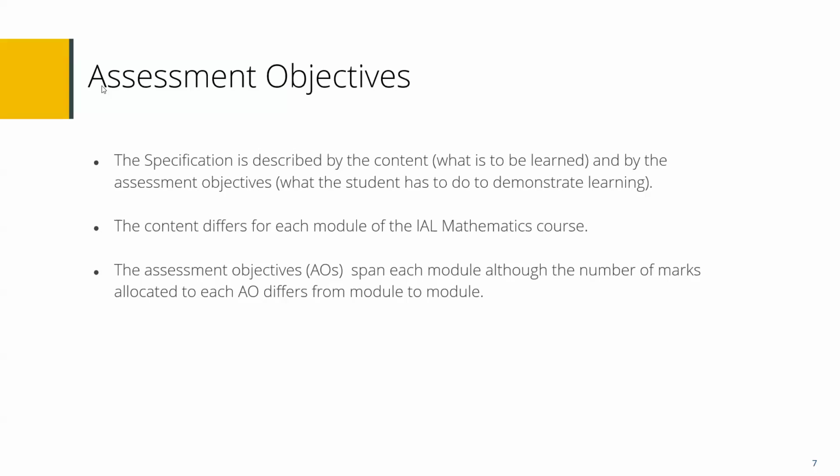So that specification describes the content of what is to be learned, and the assessment objectives are what the student has to do to demonstrate the learning. And those are important. Putting those two things together, the examiners have to create those exam papers. And I'll show you how the weighting goes in the next few slides.